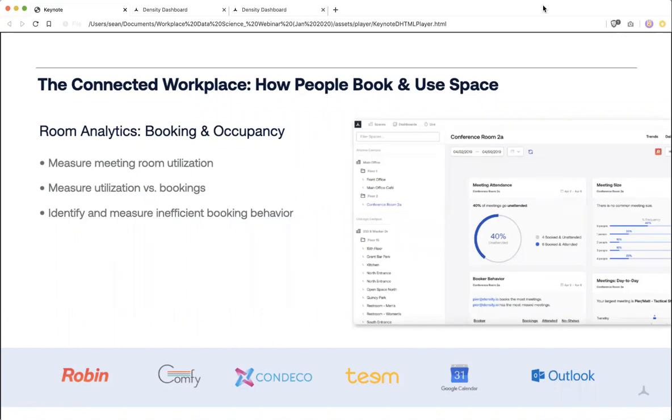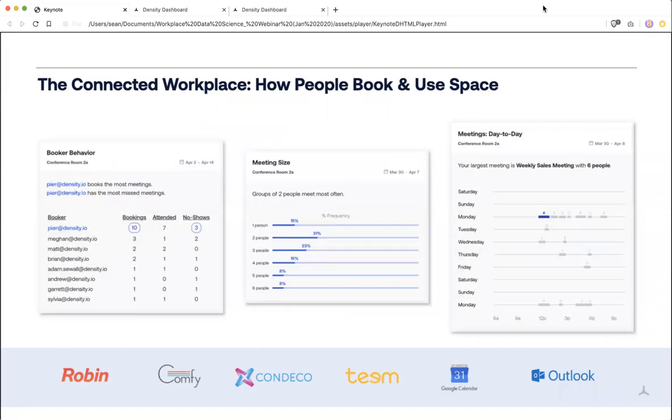So we can pull data from Robin, Comfy, Condeco, Team, Google Calendar, and Outlook. Those are our two most popular, to pull down the booking information for the rooms in question, and then produce several different report types that we can integrate with your customized dashboard. They can show everything from booking behavior, as we discussed and Ari went over, to who was booking lots of rooms, who was not attending meetings, and so on, for the behavior side. And we can also show, as our report did, the meeting size. How big are the meetings scheduled versus how big are the meetings actually being attended in real life?